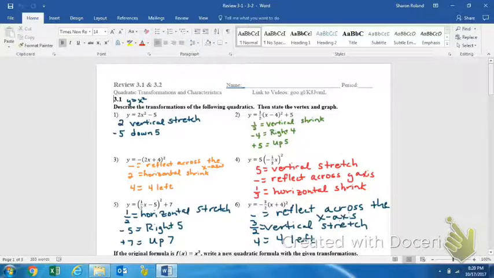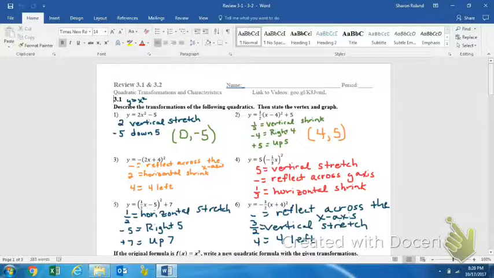Okay, so now we're going to go back and state the vertex. I haven't done the vertex on any of these yet. The vertex on this one would be 0, because 0 is inside the parentheses with the x, and -5 is added to the end. On number 2, it would be opposite of that -4, so it's going to be +4, and then +5.